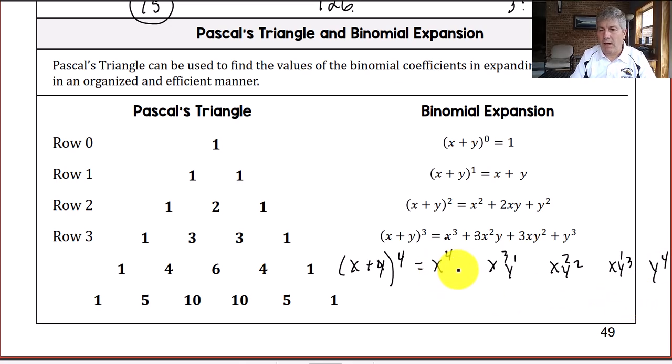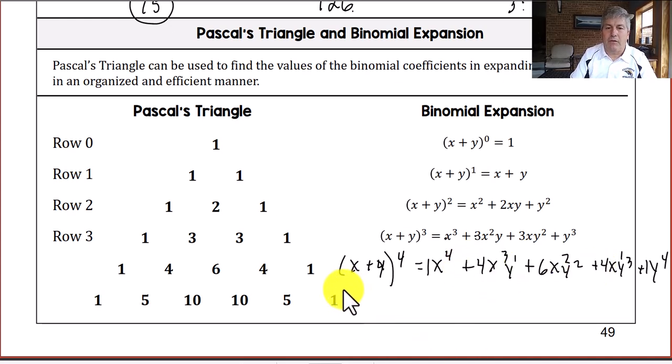So I'm going to have 1, 2, 3, 4, 5 terms in a 4th degree binomial expansion here. I've got my x's and y's, and now I just need to put my coefficients in, and I can snag those from Pascal. So the coefficient on my leftmost term, or highest degree x, is 1. The next one is 4. The next one is 6. The next one is 4. The next one is 1. Since this is plus, these are all positive.